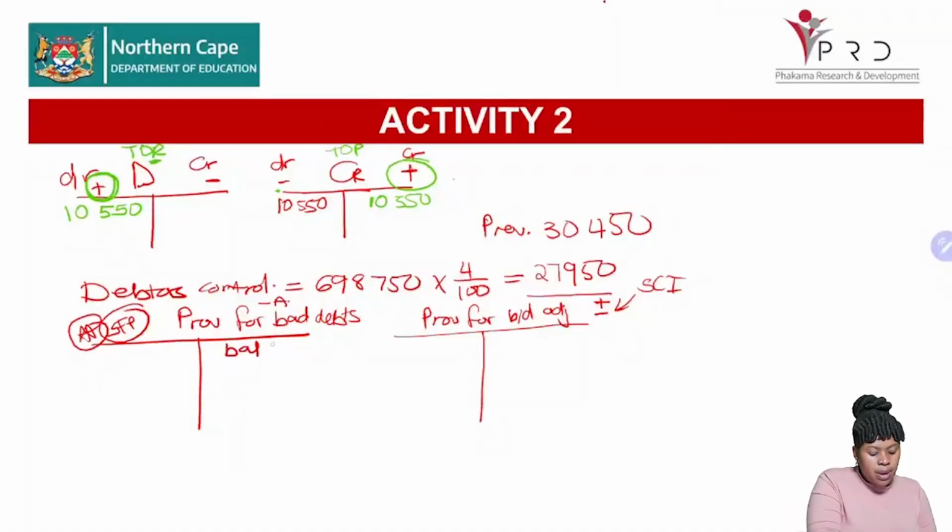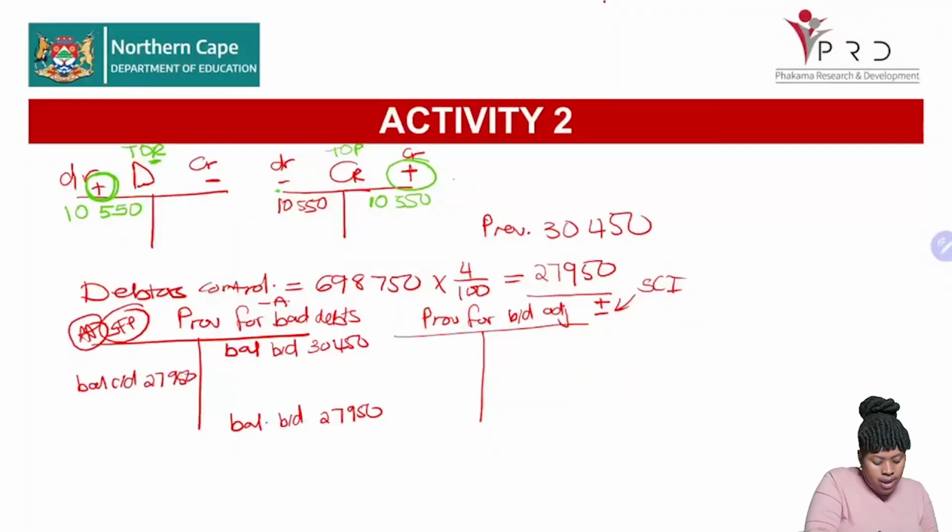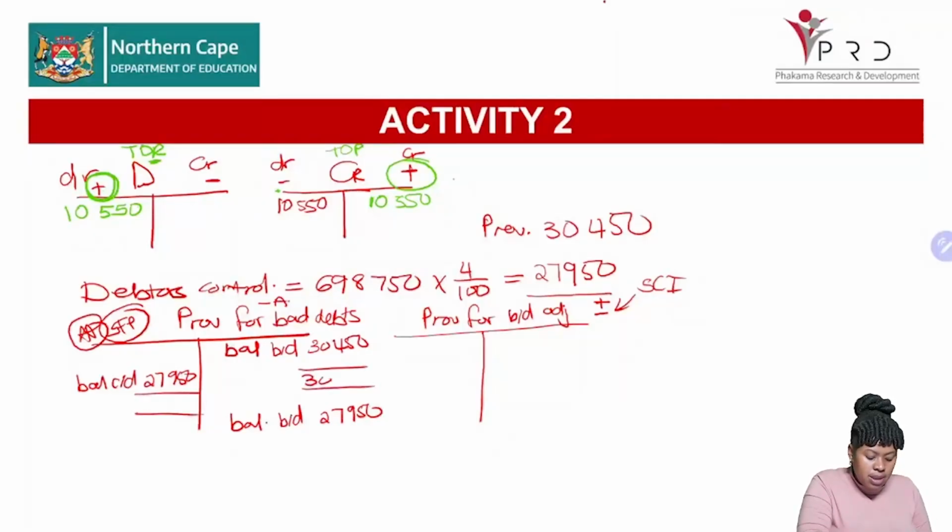The balance written down at the beginning of the year was 30,450. And then the balance at the end of the financial year is 27,950. So that means that our balance carried down is 27,950. Are we okay? That means that this 30,450, there is a missing amount over there, 450.